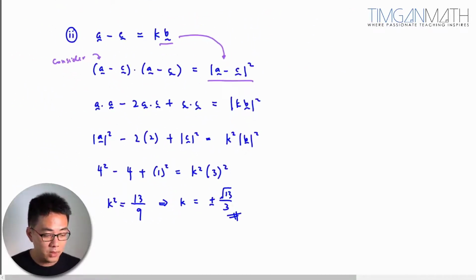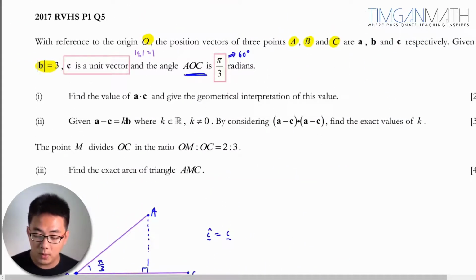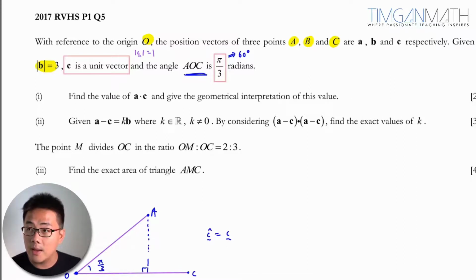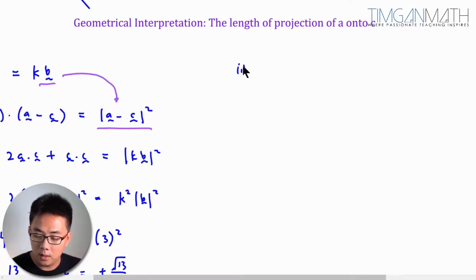Alright, so let's look at part 3. Part 3 is an interesting one. The point M divides OC in the ratio OM to OC is 2 to 3. Find the exact area of AMC. You're asked to find the exact area of AMC. Okay, great. So this is not too bad, I think.